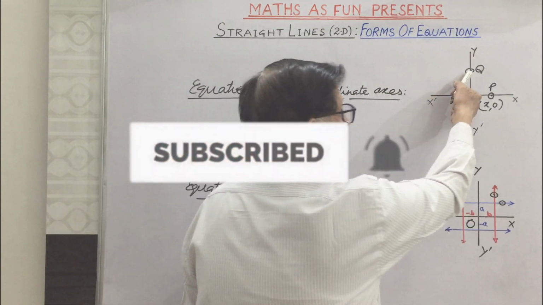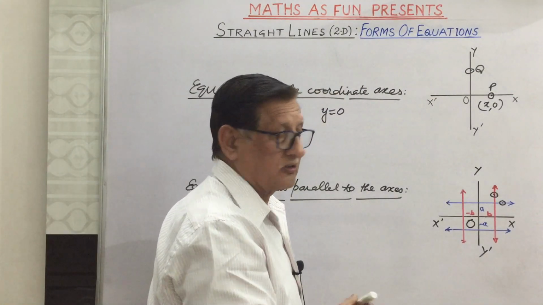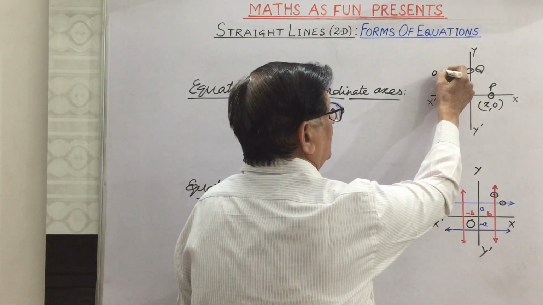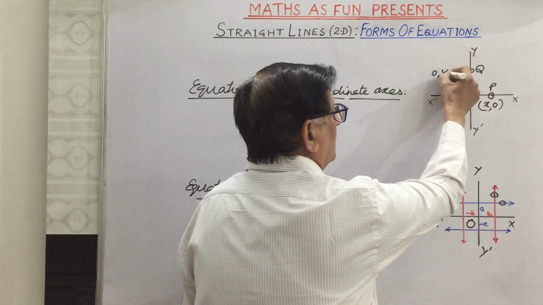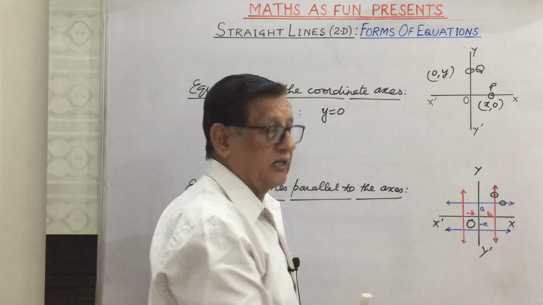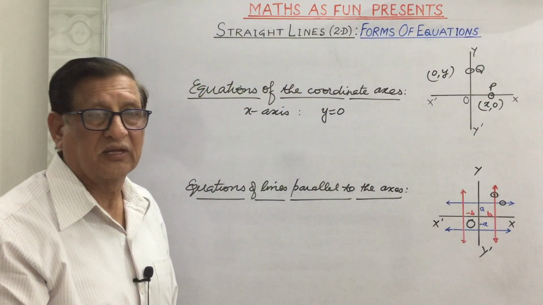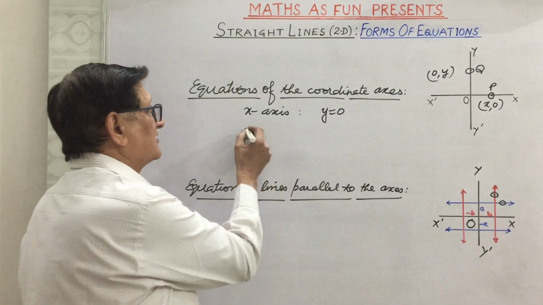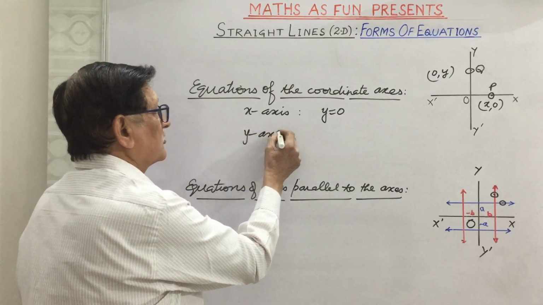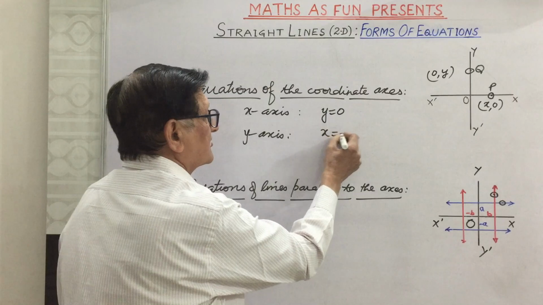Similarly, if we have any point Q on the y-axis, the coordinates of this will be in the form of 0 comma y. It means the x coordinate of every point lying on the y-axis will always be 0, and hence we can say the equation of y-axis will be x equal to 0.